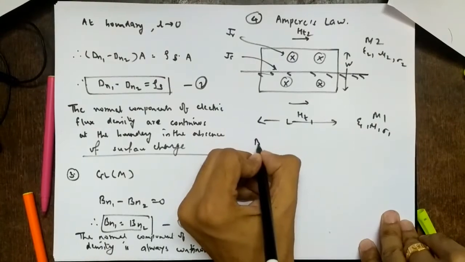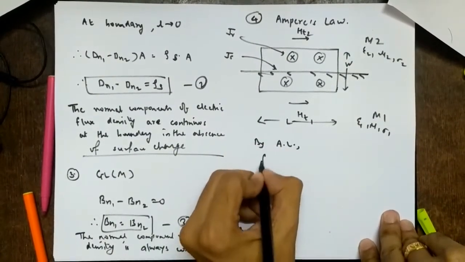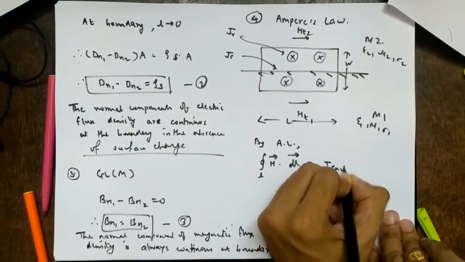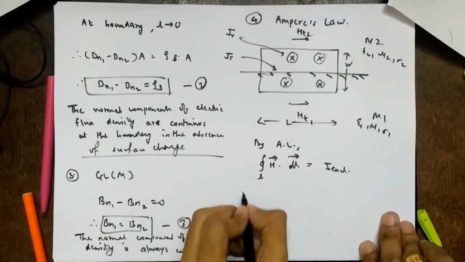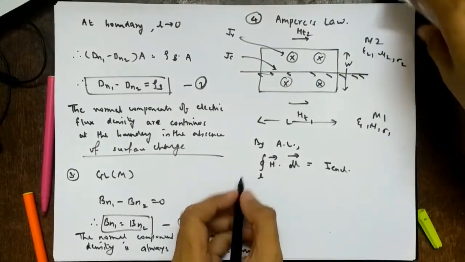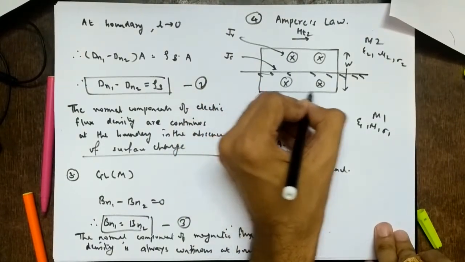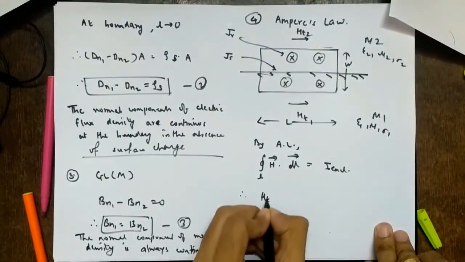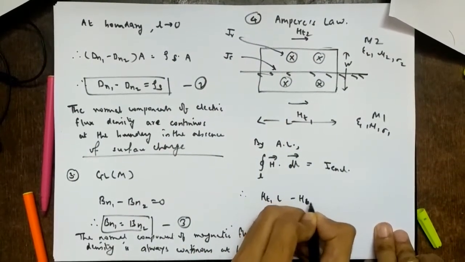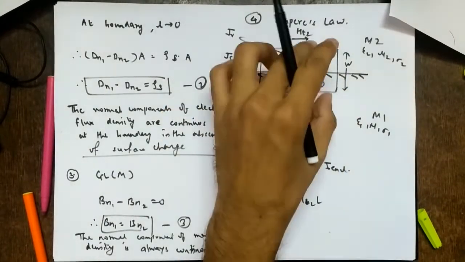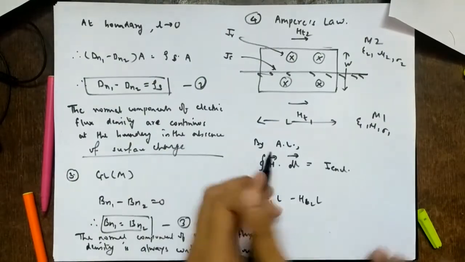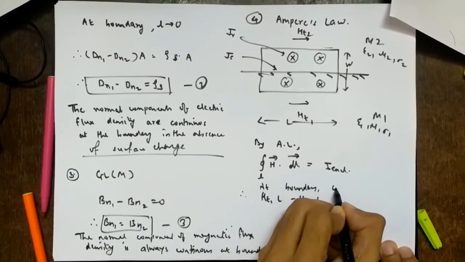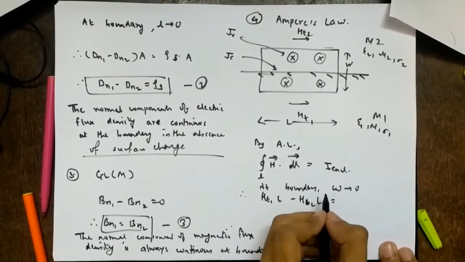Then we'll say by Ampere's law, so what is Ampere's law? Closed line integral of H vector dot dl vector. It is equal to I enclosed, I can say, right? So therefore, if you apply it here, what will it be? This is Ht1, right? And here you will come in the opposite direction, so it should be Ht1 into L minus Ht2 into L. I'm not writing this because anyway you have to write at the boundary W tends to 0. So we'll directly write at the boundary W tends to 0.